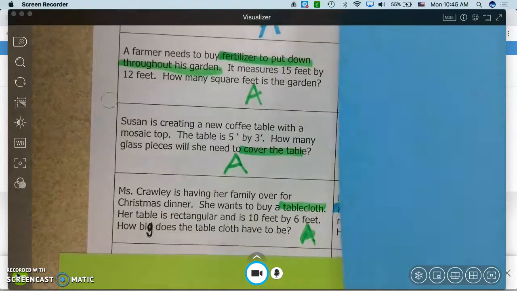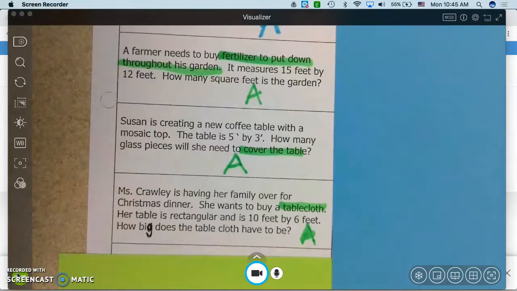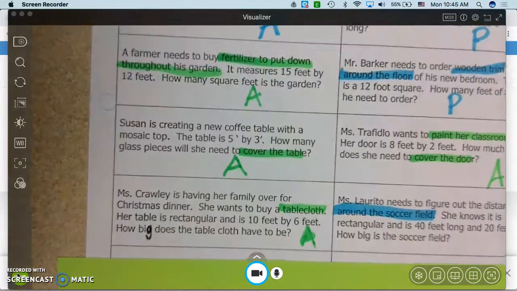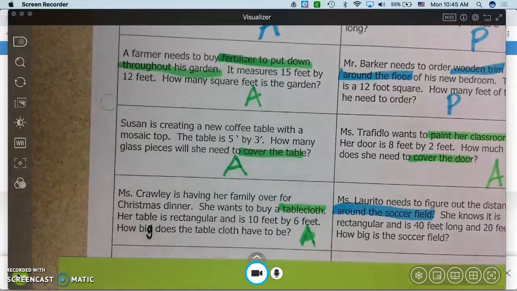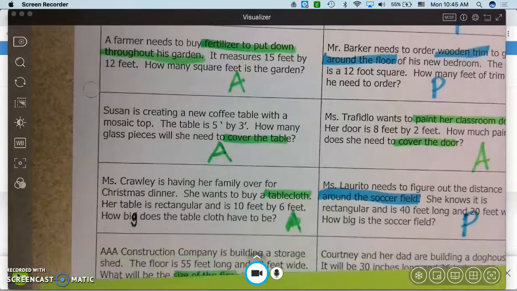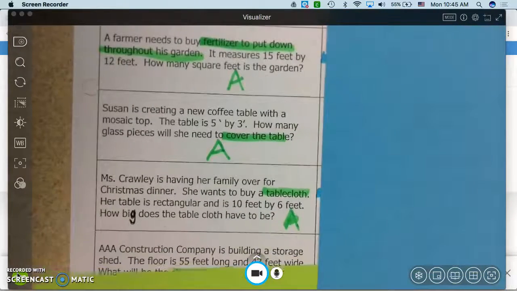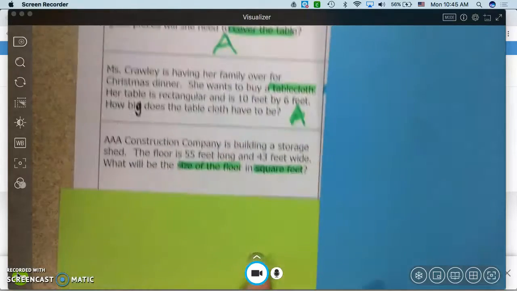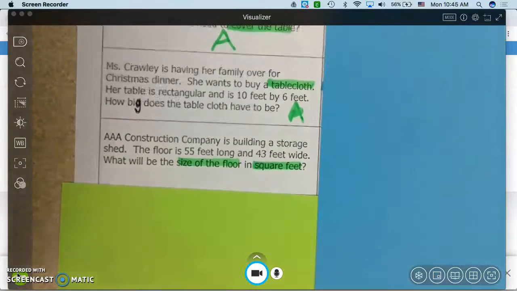All right, so the next one is talking about the distance around a soccer field. Around a soccer field, what would it be? Perimeter. Around means perimeter. All right, we have 4 more. So a construction company is building their storage shed, and they want to figure out what the size of the floor is going to be in square feet. When they ask for square feet, you know that is what? Area. Area is always squared.